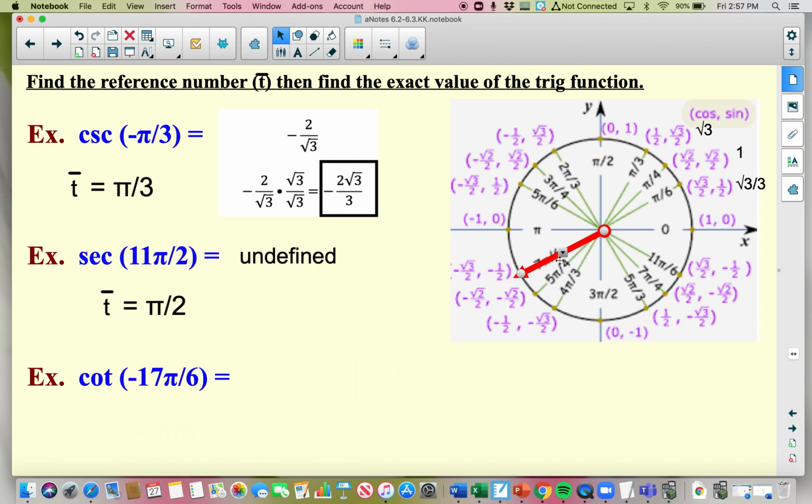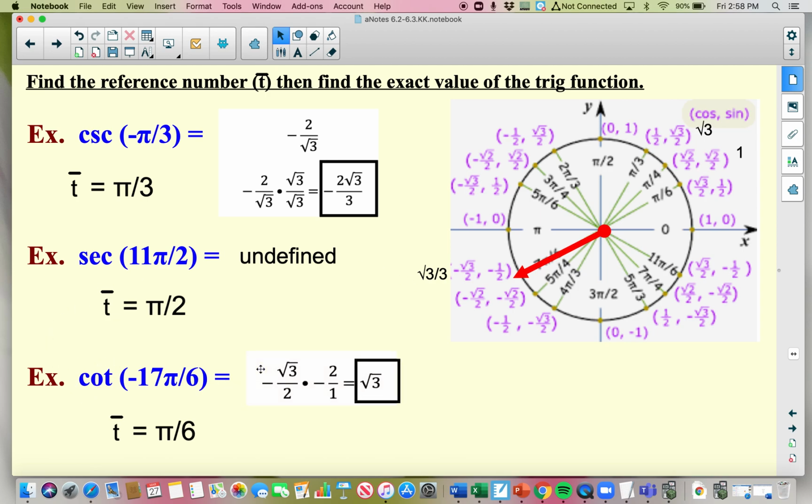You can probably see the reference angle. This little angle right here is 1 more sixth, so its reference angle is pi over 6. Okay, cotangent now is the reciprocal of tangent. So the tangent of negative 17 pi over 6 is going to be the same as the tangent of pi over 6, since they're coterminal, but that's tangent. So now I have to reciprocal this to get the cotangent, since tangent and cotangent are reciprocals.